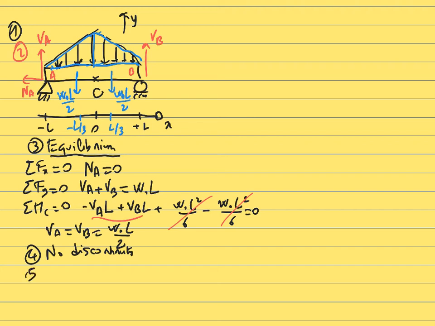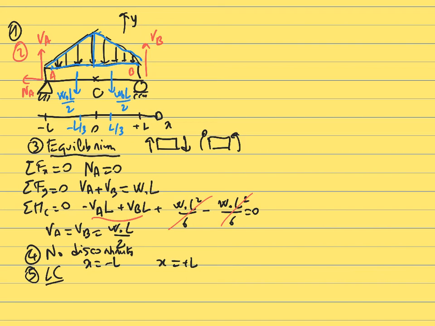Step 5, we need the limit condition. So we need to know what happens at x equal minus L and what happens at x equal plus L. In this case, the internal shear and the internal moment will become equal to the external shear and external moment, provided that they are expressed with the right sign convention. As a reminder, we expect that the internal shear should go up on the left, go down on the right, and the internal moment should be clockwise on the left and anti-clockwise on the right.